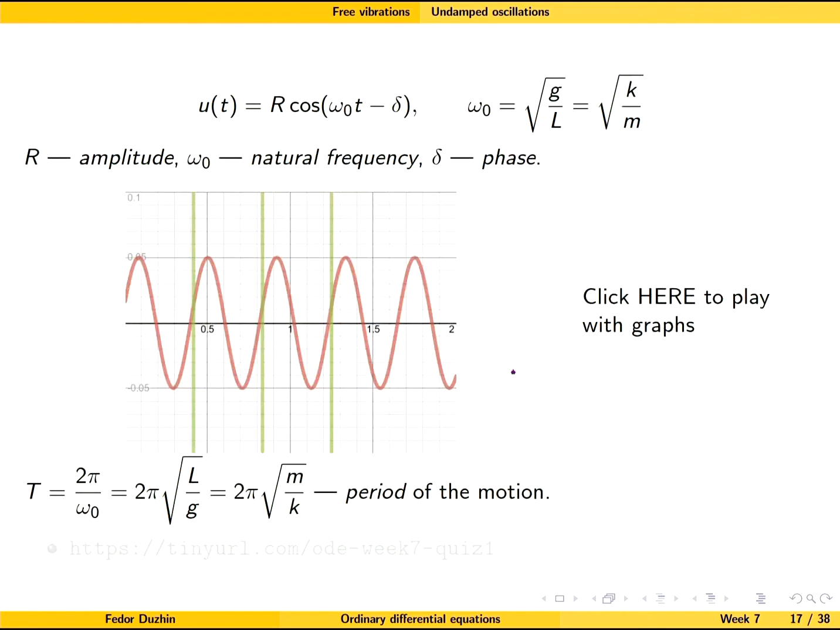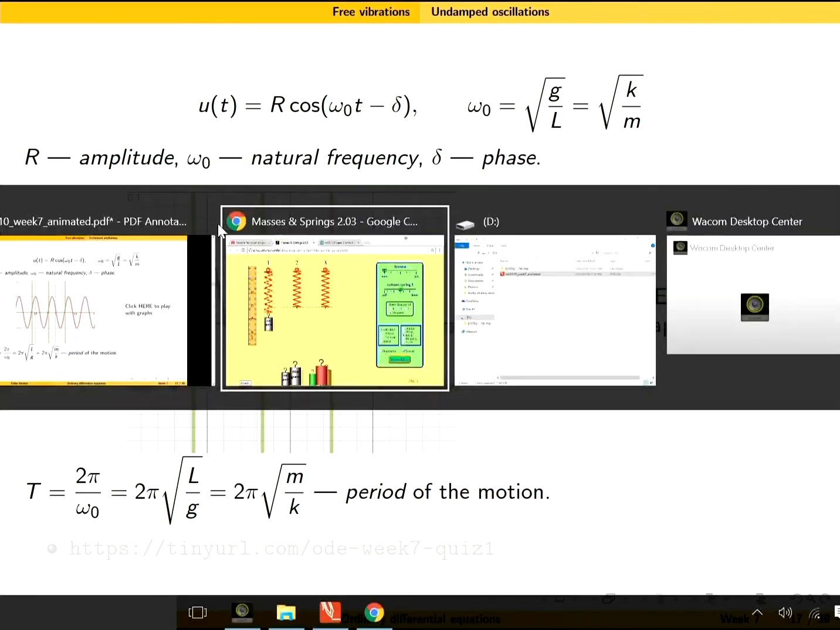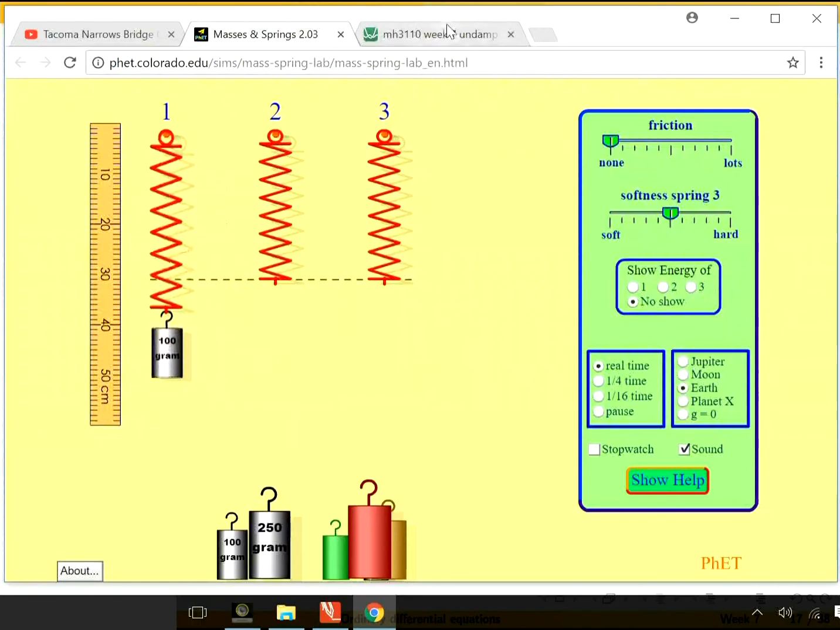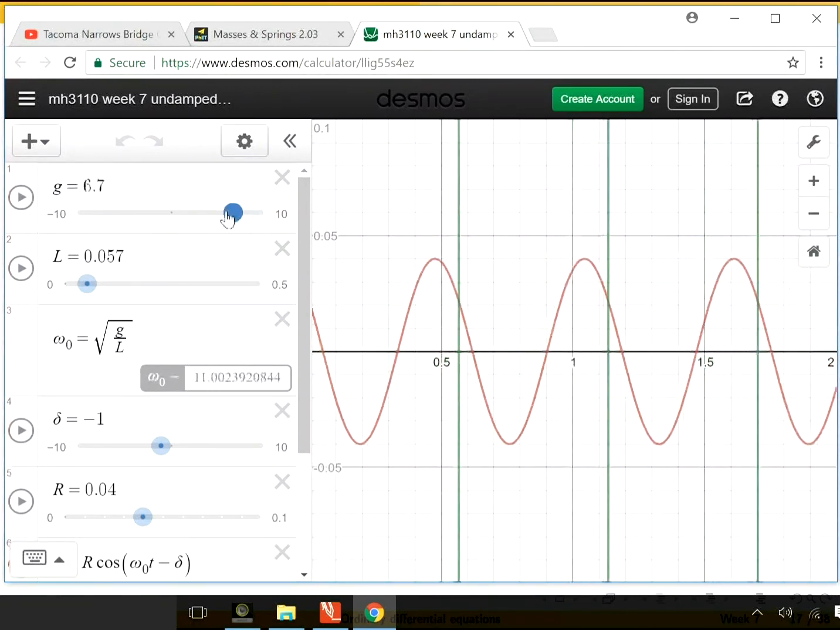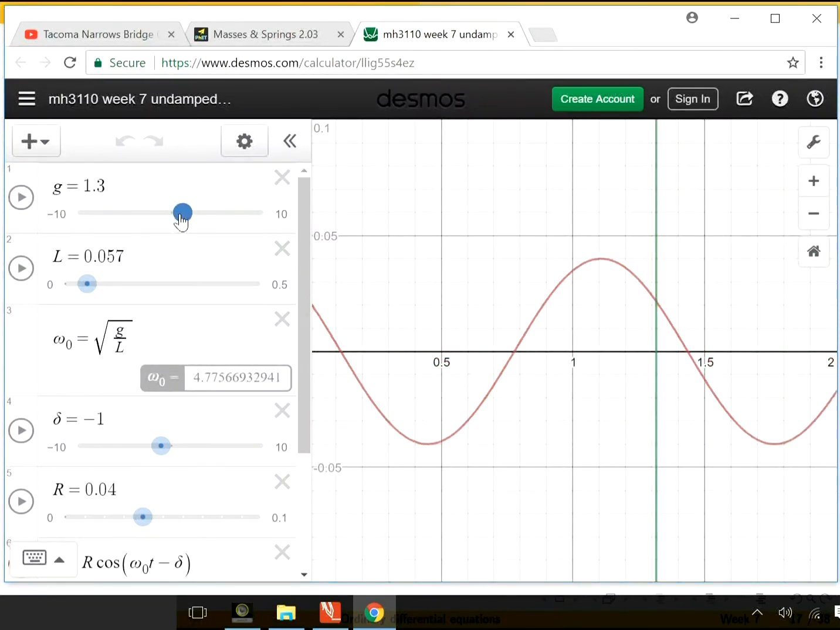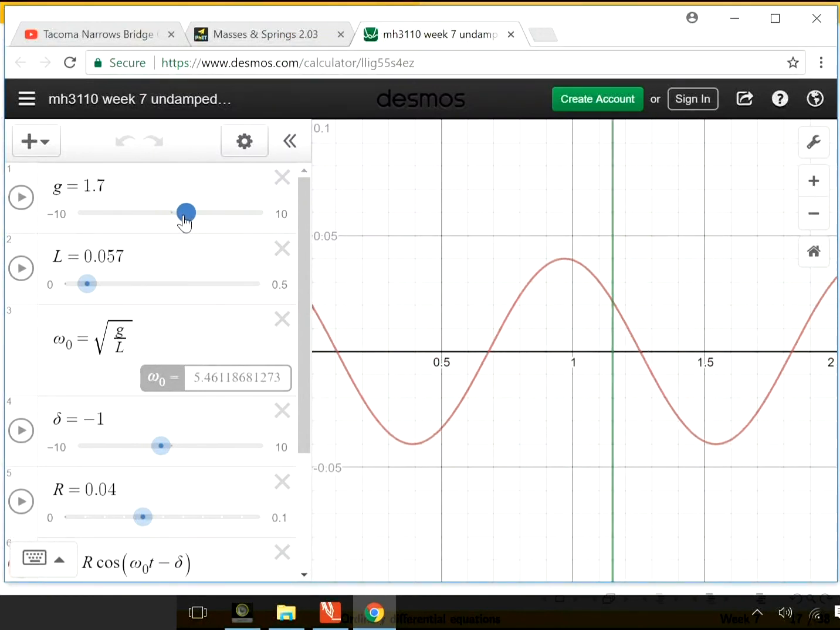So this is the graph of the general solution of an undamped oscillation. If you want, you can play with this graph, so you can change some parameters and see what the graph looks like. I've prepared this plot for you. So for example, you can change the acceleration due to gravity from 9.8. So imagine that, I don't know, you are going to the moon. Then acceleration of gravitation is going to be 1.6 or 1.7.